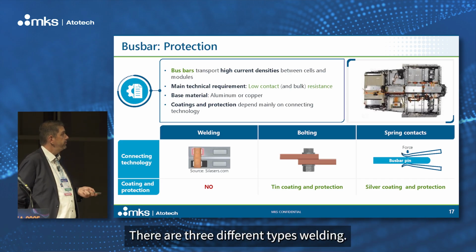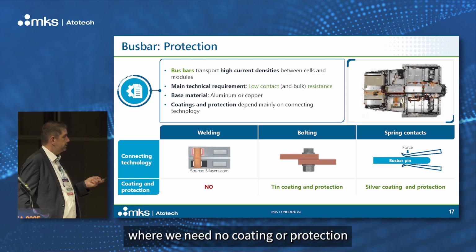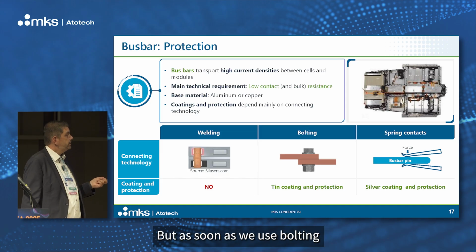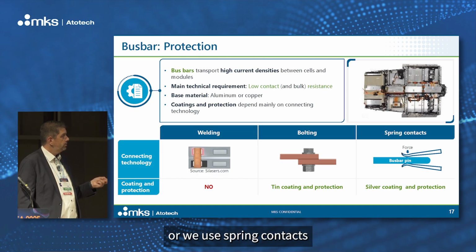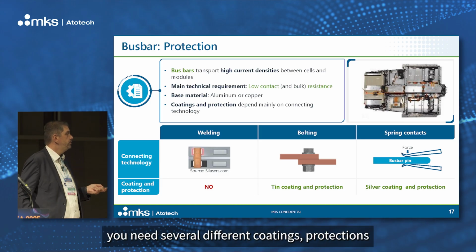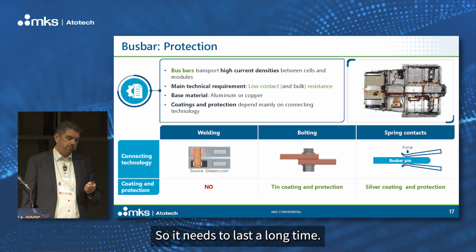There are 3 different types. Welding, so you force the metals to melt and bond together, where we need no coating or protection because this bonding is very strong. But as soon as we use bolting or spring contacts, where you only have mechanical force of connection, you need several different coatings and protections to ensure conductivity and functionality of the connection between these busbars, so it needs to last a long time.